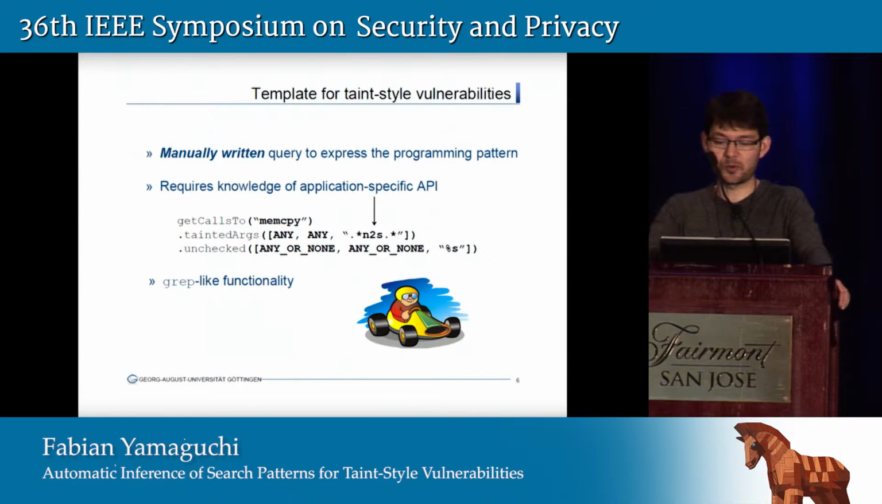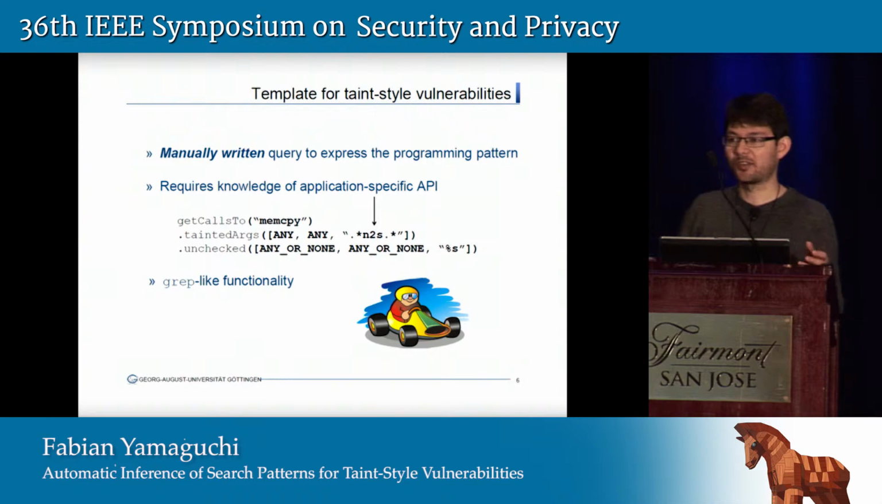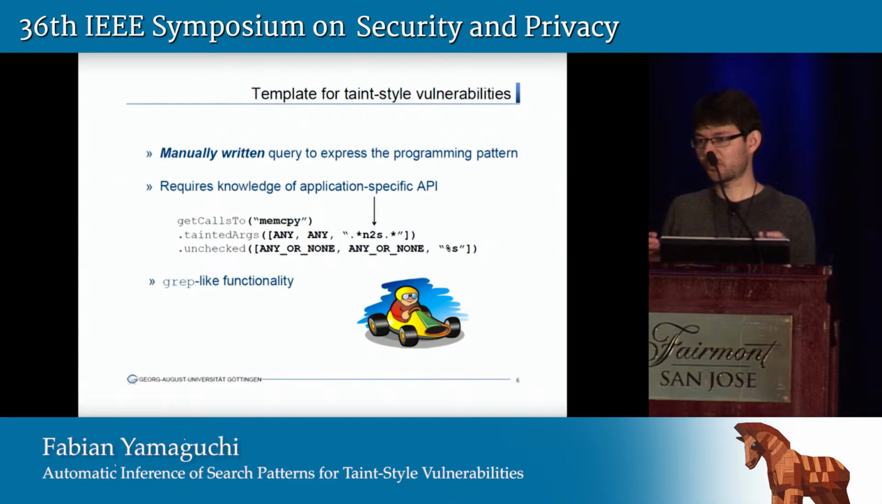Now, here's what this would look like for the Heartbleed vulnerability. You can see that I'm saying, give me all the calls to memcpy, and the third argument should be tainted by a statement that matches the regular expression .*n2s.*. And finally, this third argument should not be checked. Right? This gives you grep-like functionality, meaning that if you know what to search for, you can very quickly scan the code.